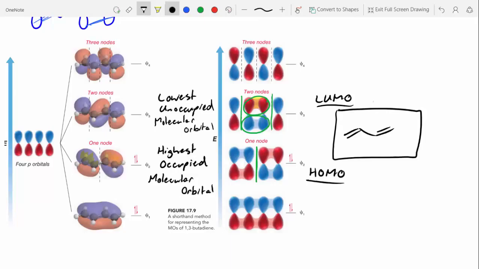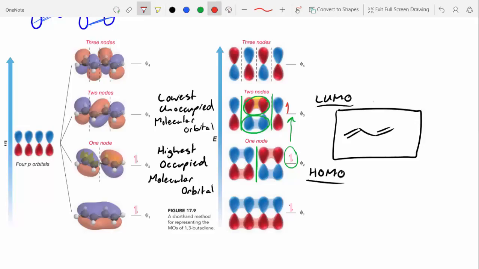Oftentimes chemists are really interested in this HOMO-LUMO gap, or frontier molecular orbital theory, because these electrons in this HOMO orbital can be excited up into the LUMO orbital. So for example, you could knock one of these red electrons up into this orbital, and then what do you think happens if we stop exciting it? Yeah, it'll relax back down and release energy. So oftentimes spectroscopy utilizes this phenomenon where we excite an electron from our HOMO orbital all the way up to our LUMO orbital, and then it can relax back down.